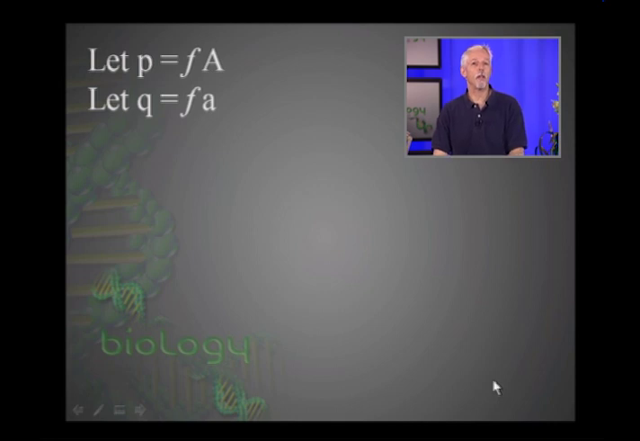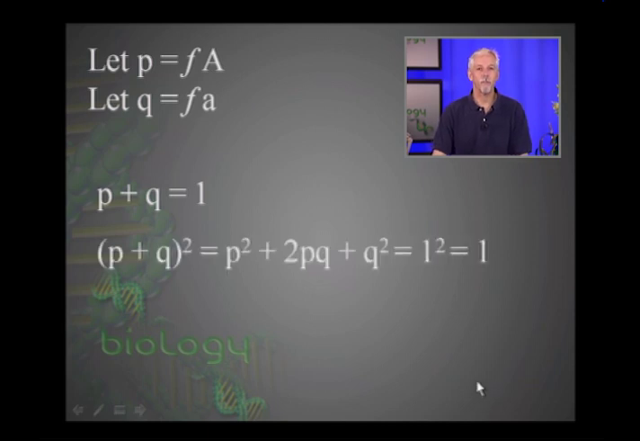So in the Hardy-Weinberg equilibrium, you may recall that we let the letter P represent the frequency of dominant alleles, and we let Q represent the frequency of recessive alleles. So P plus Q would equal 100%. And if you expand that binomial, (P + Q) squared equals P squared plus 2PQ plus Q squared, which is equal to 1 squared, or also equal to 1.